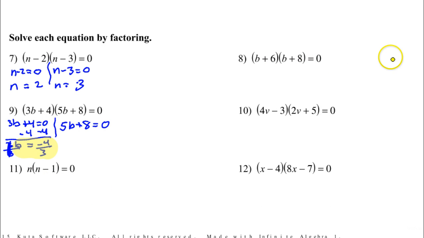So when they're already in parentheses, that's the easiest possible problem for you. These are going to be the easiest questions on the quiz. All you got to do is just split them up and get your 2 answers.